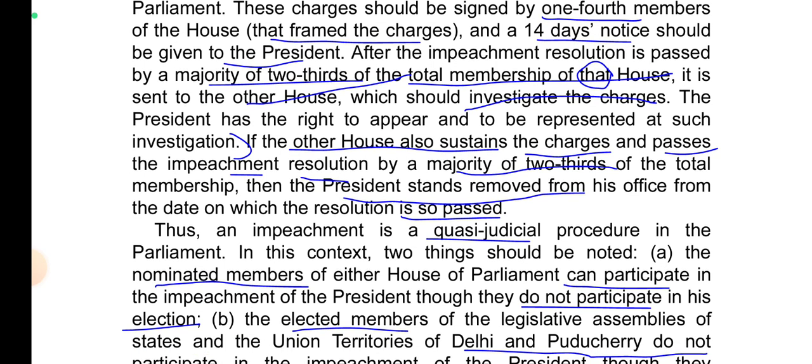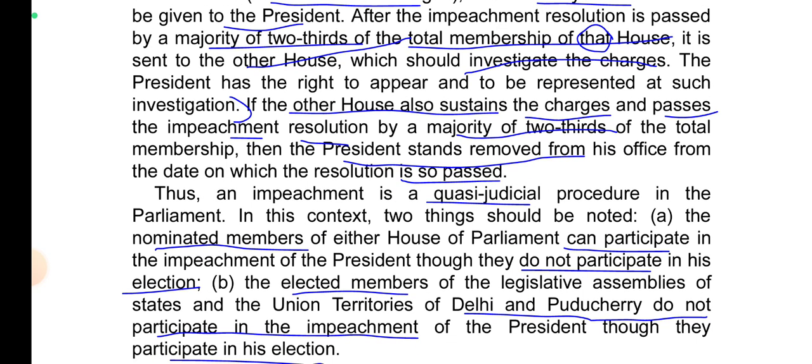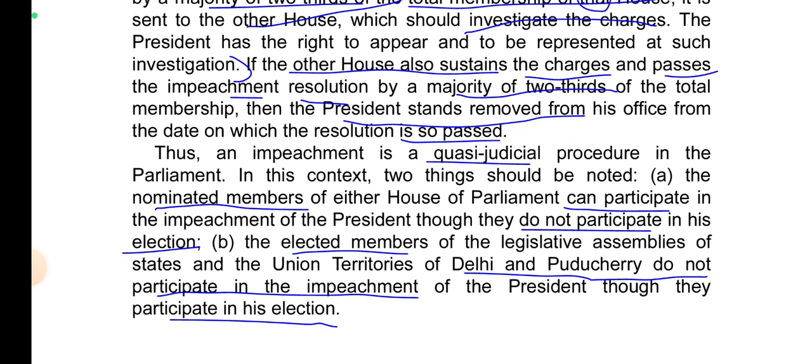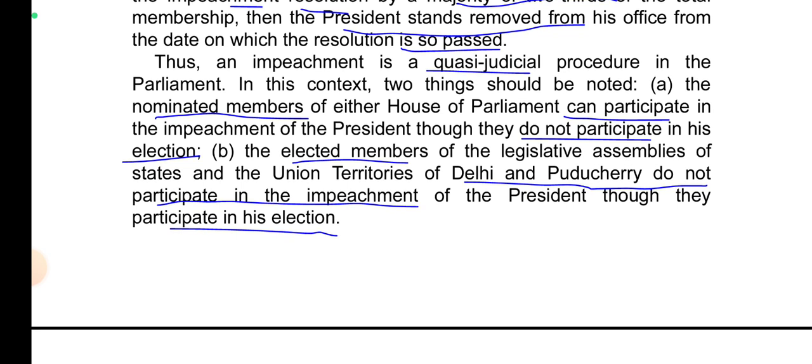After the impeachment resolution is passed by a majority of 2/3 of the total membership of that House, it is sent to the other House which should investigate the charges. The President has the right to appear and to be represented at such investigation. If the other House also sustains the charges and passes the impeachment resolution by a majority of 2/3 of the total membership, then the President stands removed from his office from the date on which the resolution is so passed.